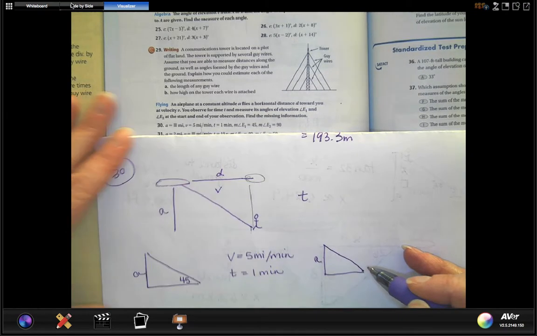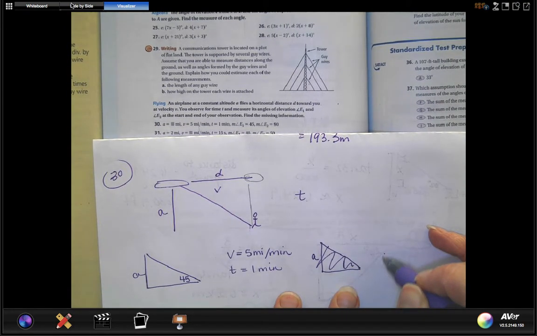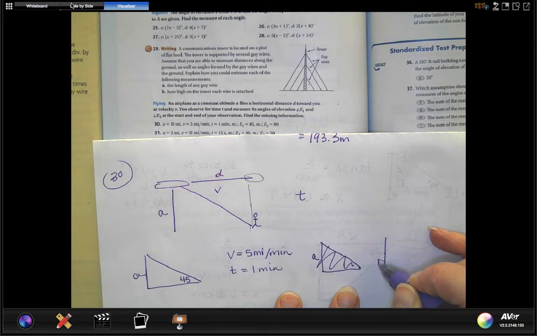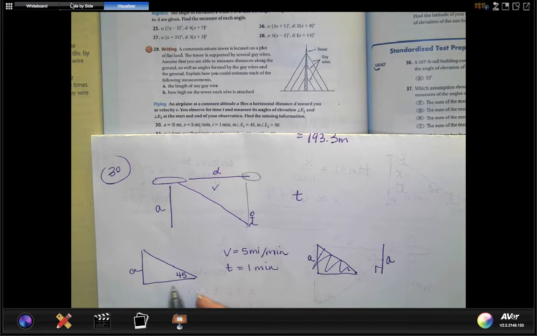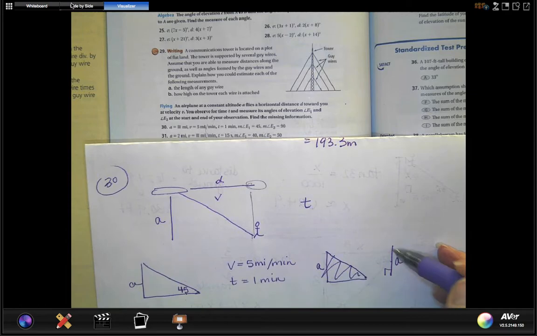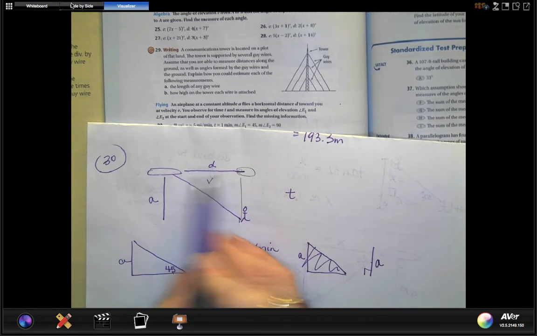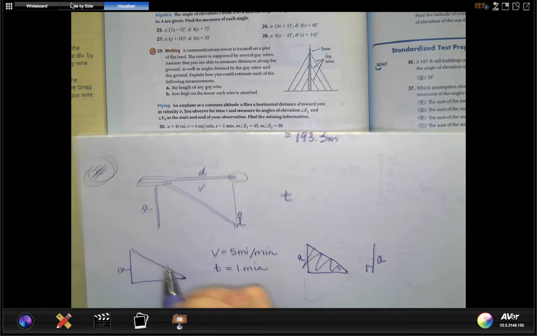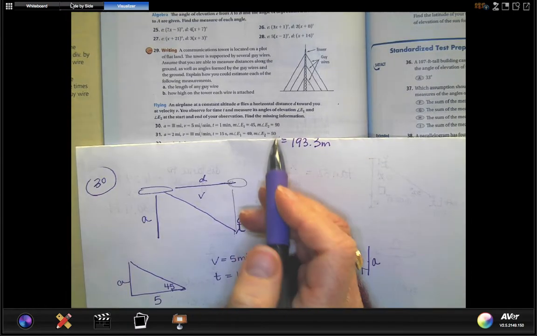Well, if it's 90 degrees, basically there's really not a triangle here, because if it's 90 degrees, that means here I am and the airplane is right above me. So the airplane is now right above me. So now that's that A right there, okay? But if it went from 45 and now it's right above me, it's traveled for 1 minute. So that horizontal distance that it's traveled has to be 5. So that's the horizontal distance.